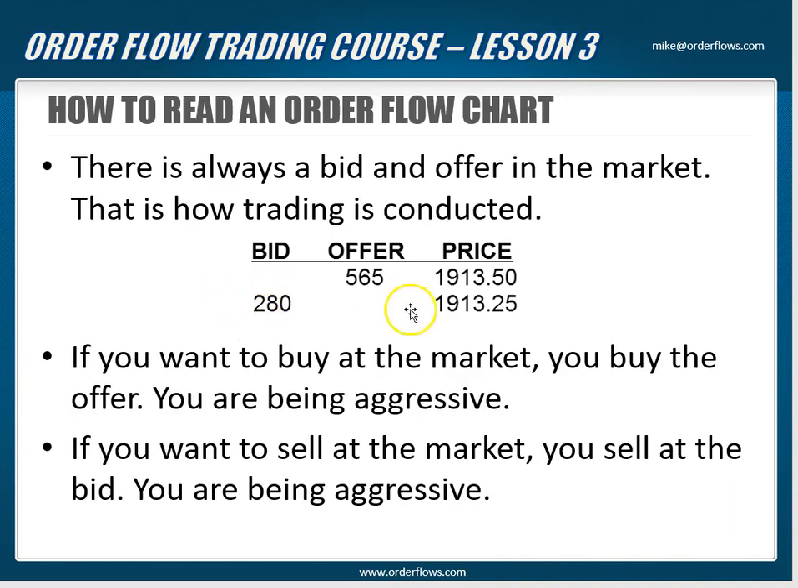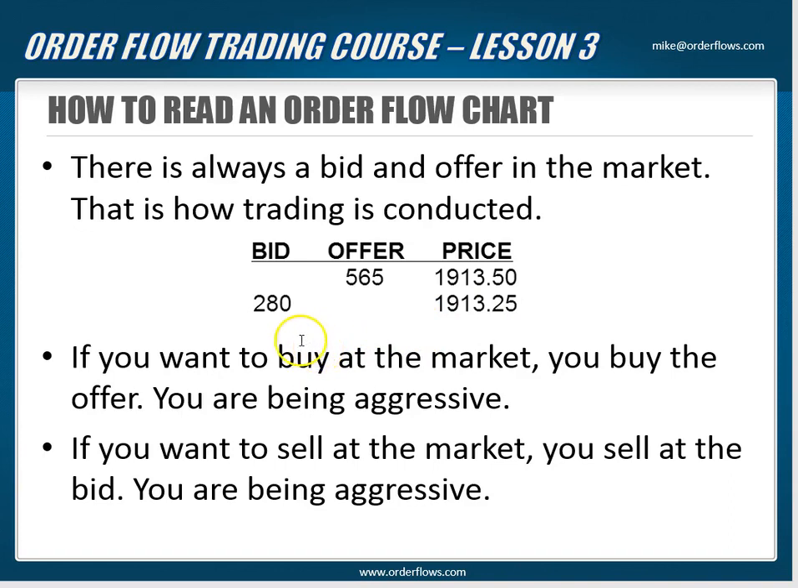Here you have the market: 913.25 bid, 913.5 offer. The size on the bid is 280. The size on the offer is 565. If you want to buy at the market, you buy the offer. So in this case, you would buy it at 1913.50. You are considered to be aggressive. If you want to sell at the market, you sell at the bid. You are being aggressive as well. Whenever you go to the price where the market is bid or offered, you are being aggressive.